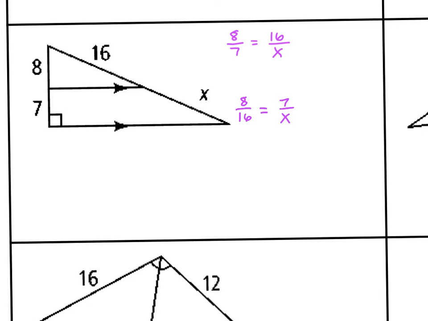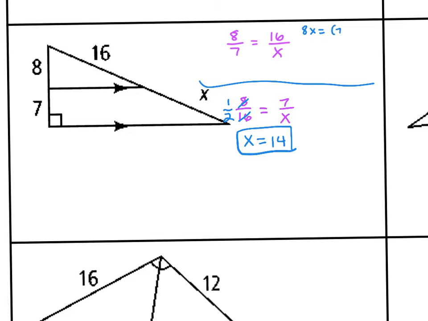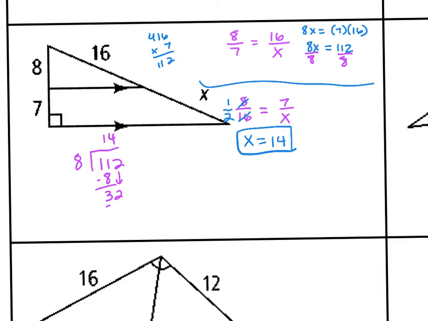The benefit to the second one is, again, that it can be reduced. 8 over 16 can become 1/2, and then we multiply. I get x equals 14. If you kept it the first way, I get 8x equals 7 times 16. X equals 112. And then I'd have to divide 112 by 8. That's once. 4 times. So I get the same answer. It's just the second way is a lot easier because I'm able to reduce it.